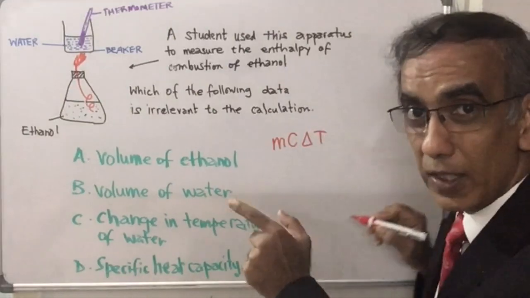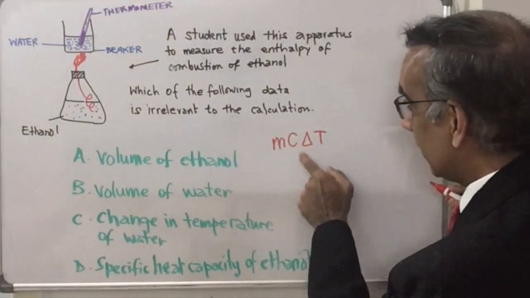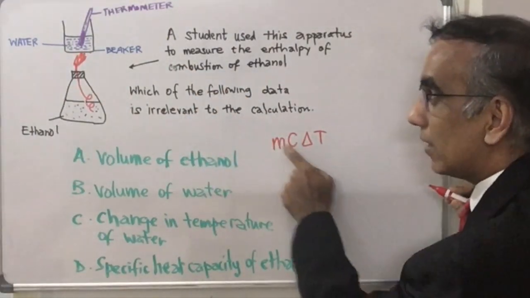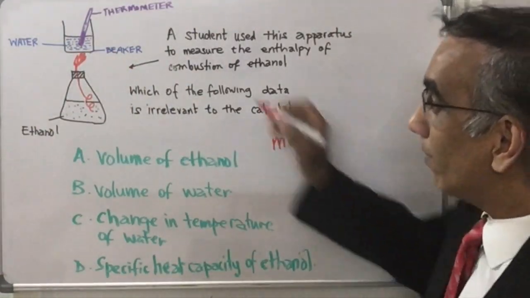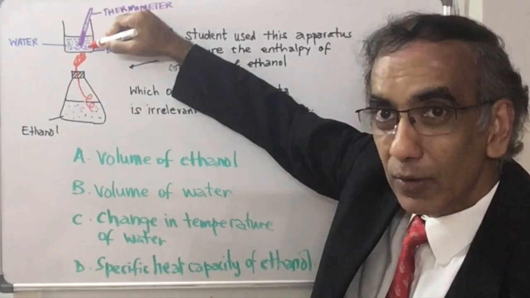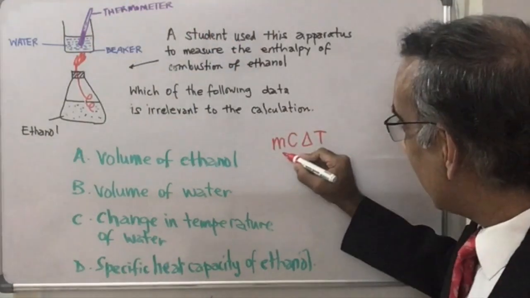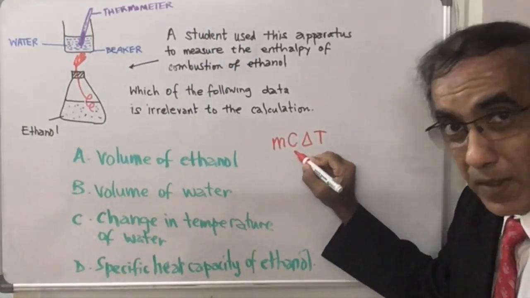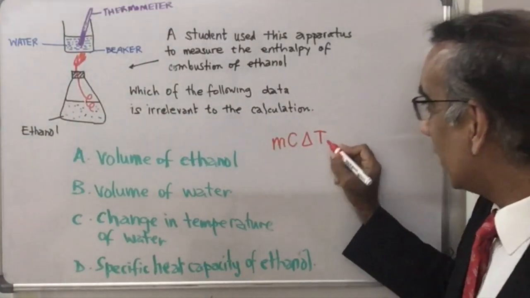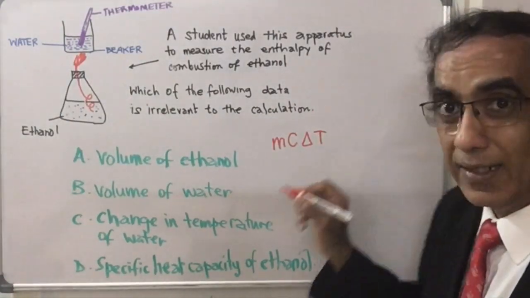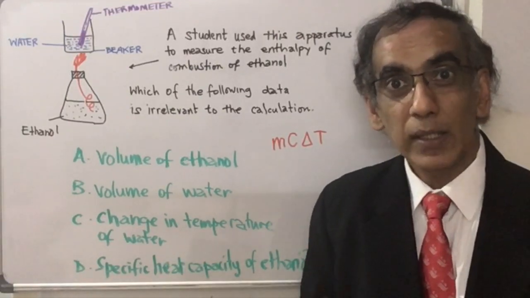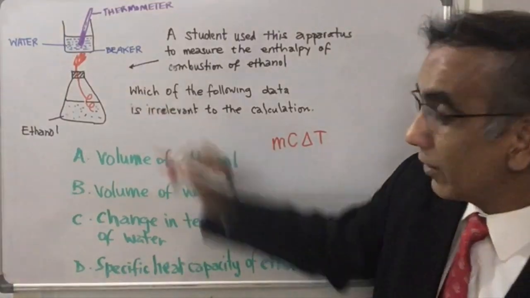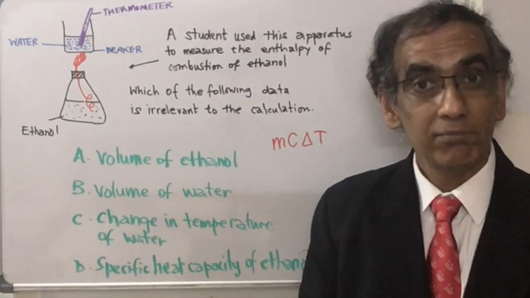But what is changing temperature? It's the water. So that's the specific heat capacity of water is what you would need. And what's the m? It's the mass of water that you have in there. So mass of water multiplied by the specific heat capacity of water multiplied by the change in temperature, and that would give you the answer, of course using appropriate units, for the enthalpy of combustion of ethanol.